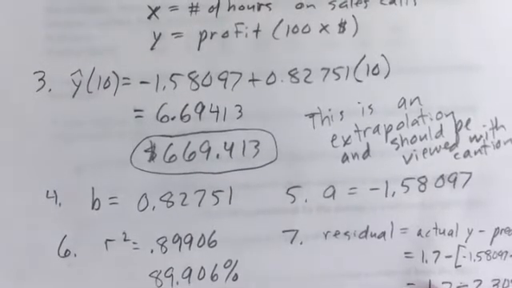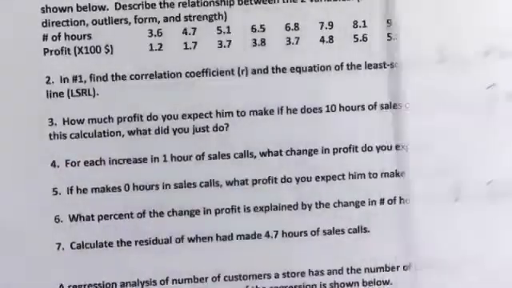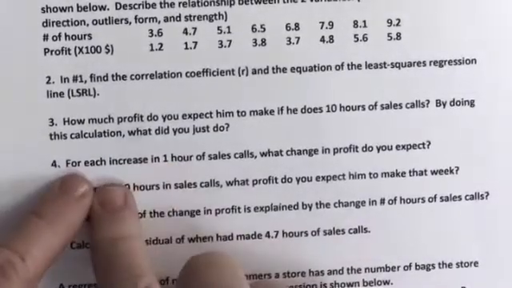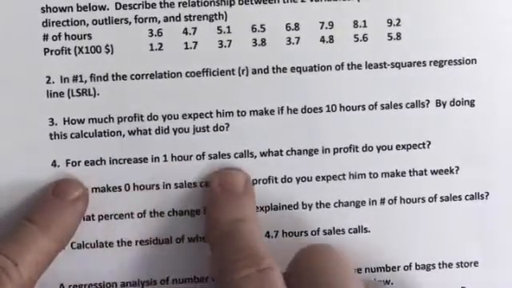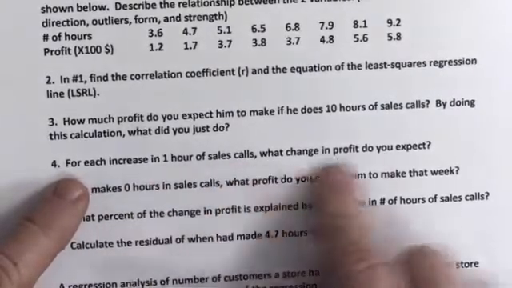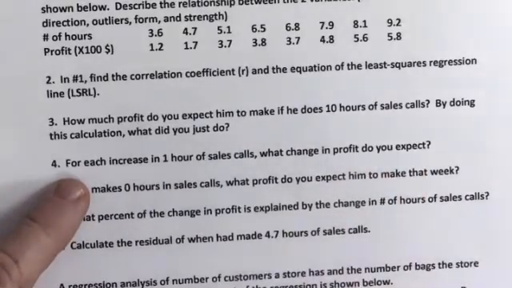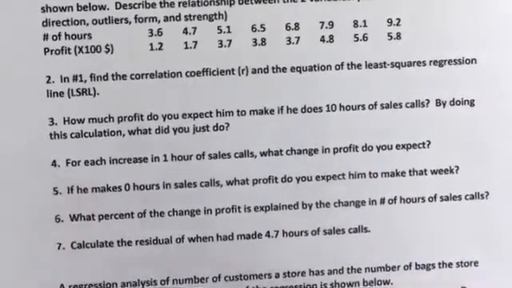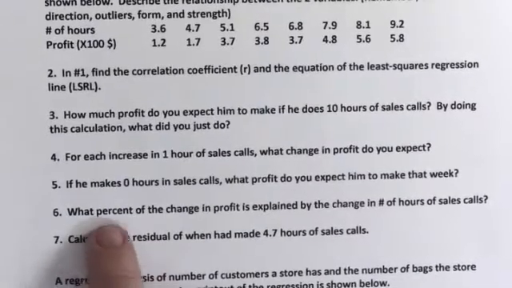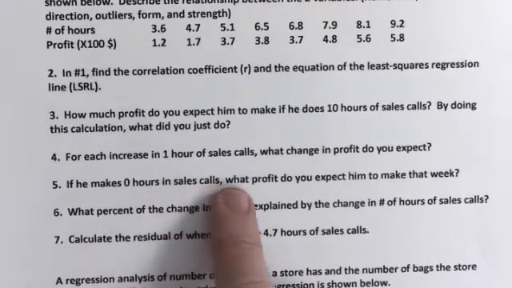Most of the time, the way they'll ask it, they'll ask you to interpret the slope. And to interpret the slope, you would say, for each increase in X of 1, which in this case is 1 hour of sales calls, we predict that Y, the profit amount, is going to go up by $0.82751.